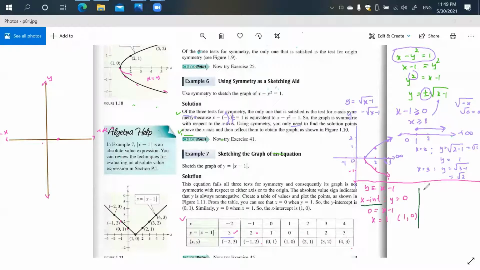Now I want to get the y-intercept. Y-intercept means x equal to 0, right? So then you replace x equal to 0 here. So 0 minus 1, you get negative 1. So this point you got x 0, y negative 1. Everyone get it? So now you put x 0, y negative 1, go down here, negative 1.